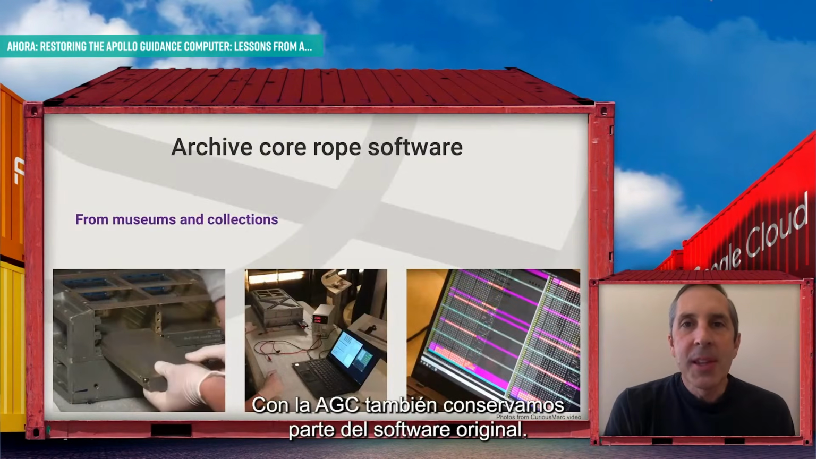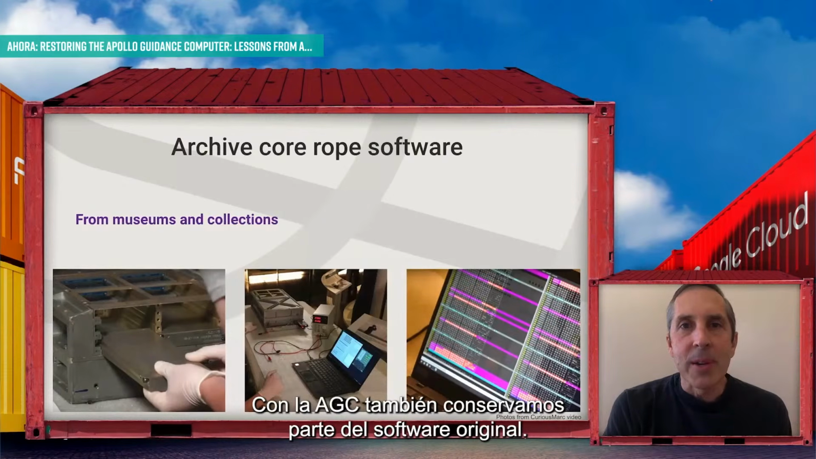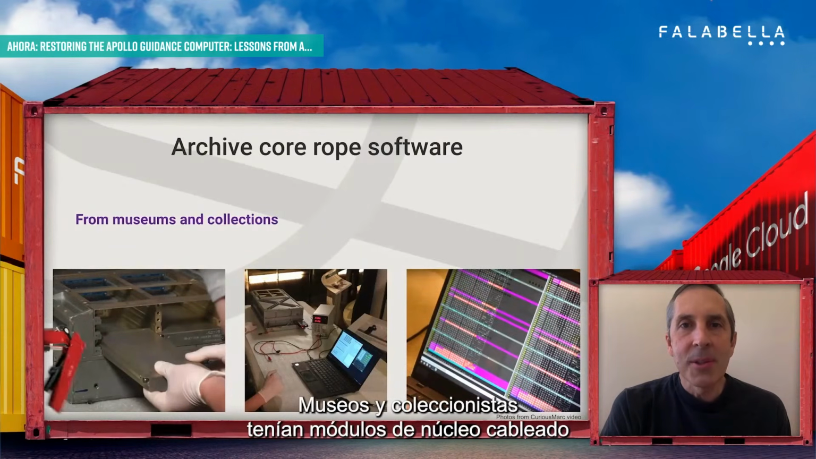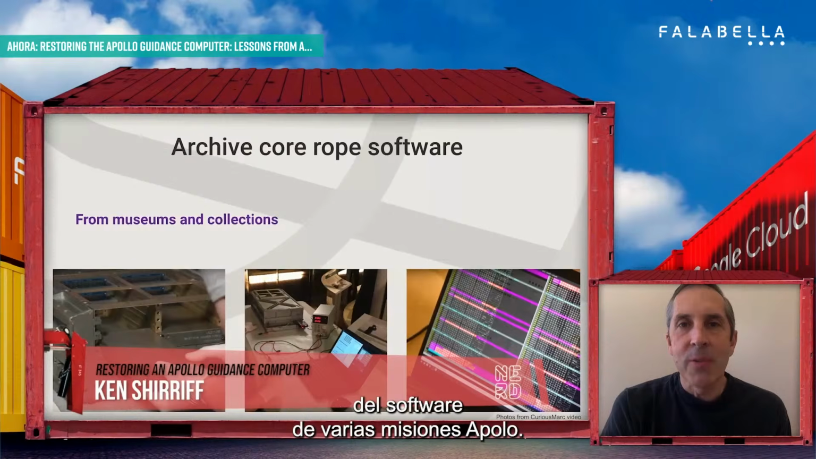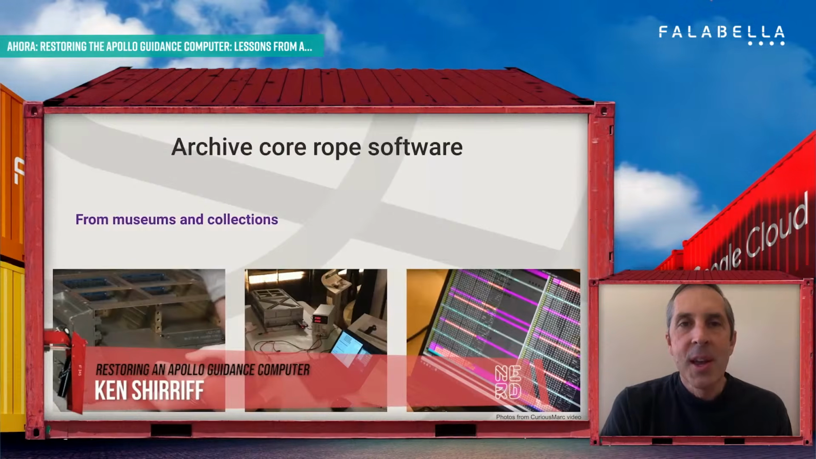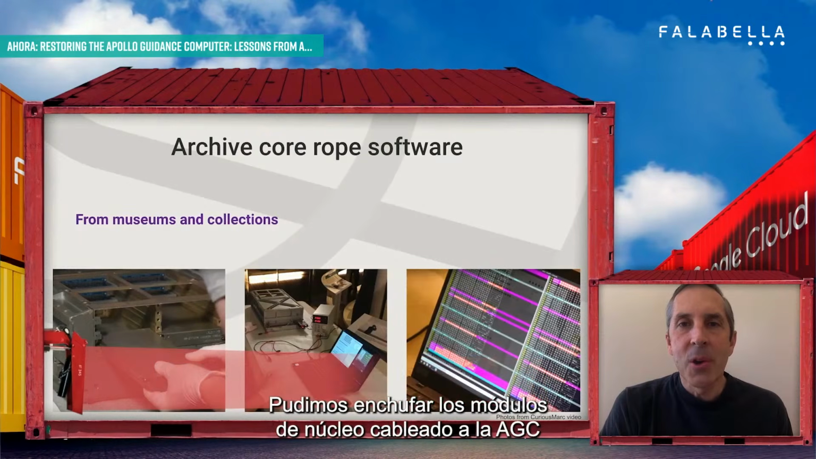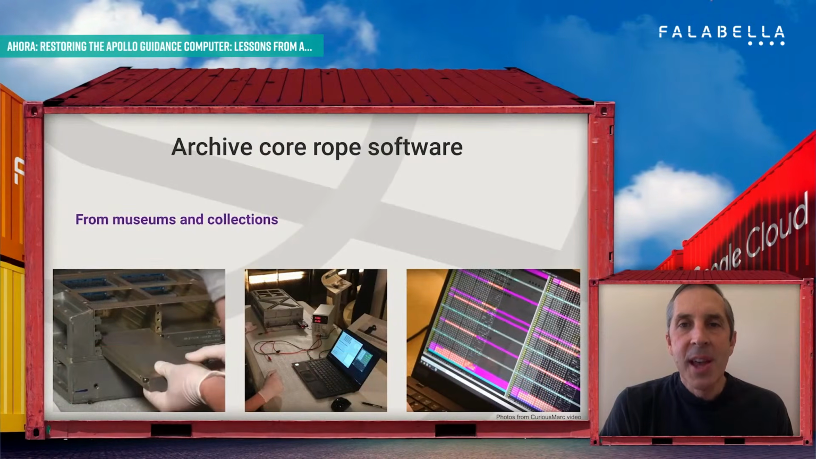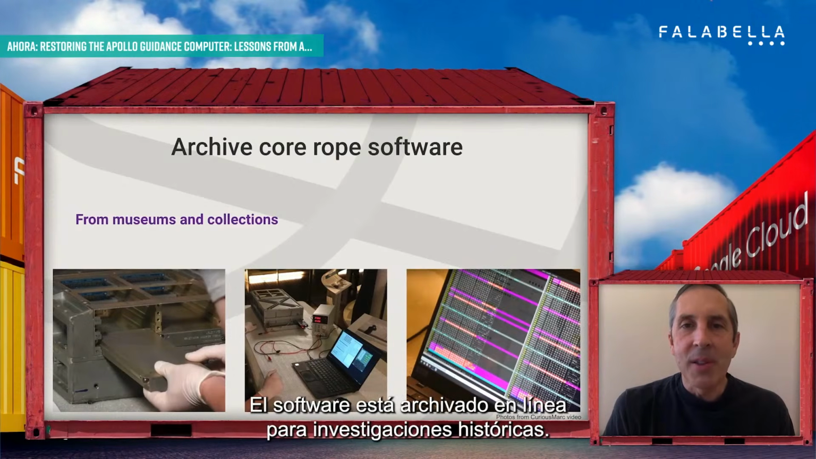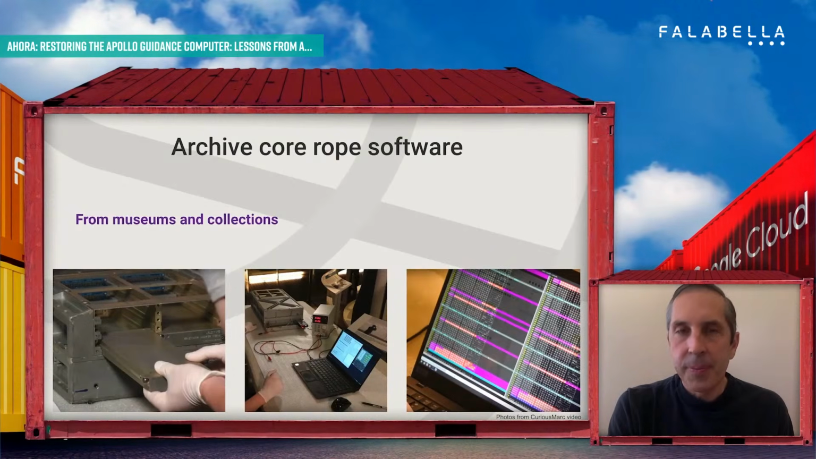So we also used the AGC to preserve some of the original software. Some museums and collectors had core rope modules with software from various Apollo missions, but they didn't have any way to read the software. But we could plug the core rope modules into the AGC and then read out the data to a laptop. So this software is now archived online for historical research.